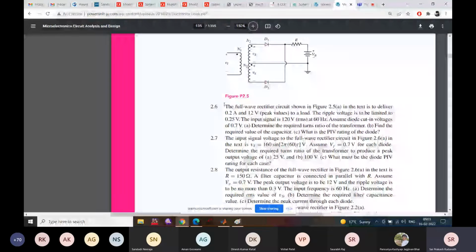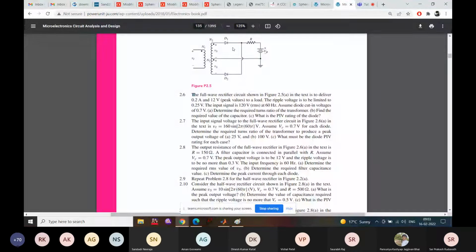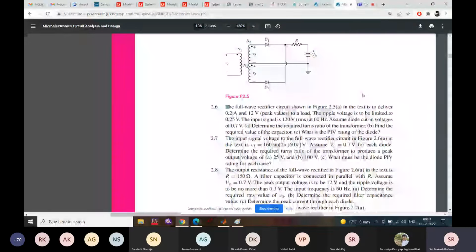Problem 2.6. The full wave rectifier circuit shown in figure 2.5 is to deliver 0.2 amps at 12 volts peak to a load. The ripple voltage is to be limited to 0.25 volts. The input signal is 120 volts.